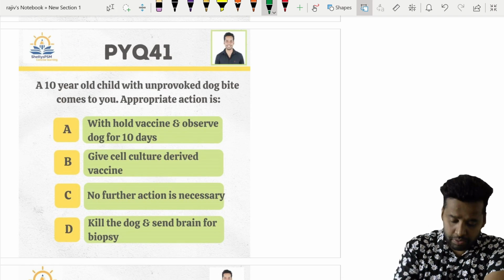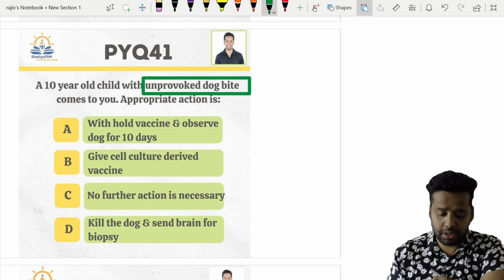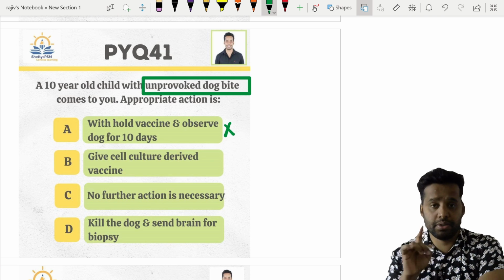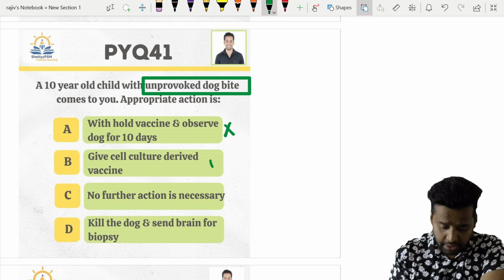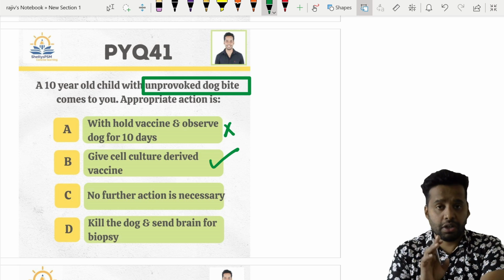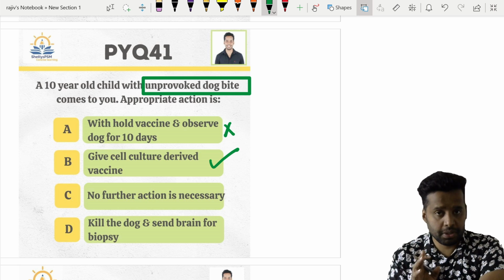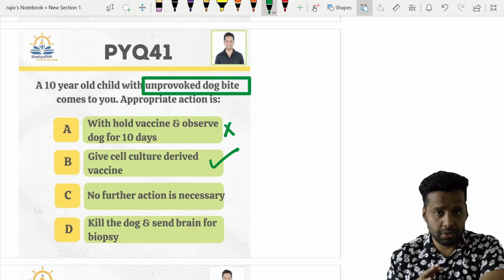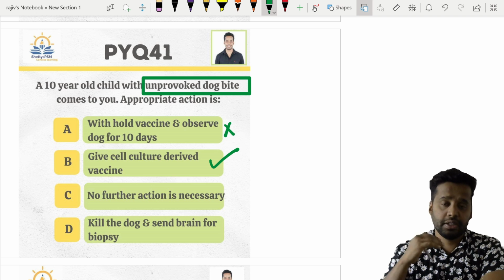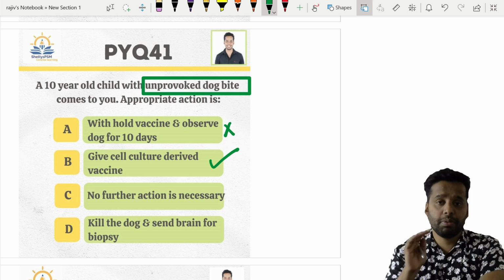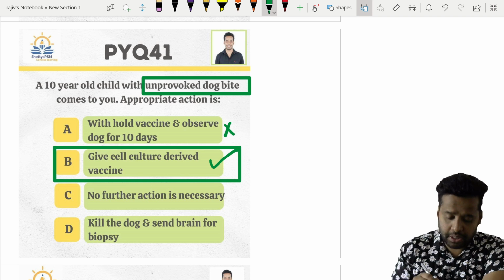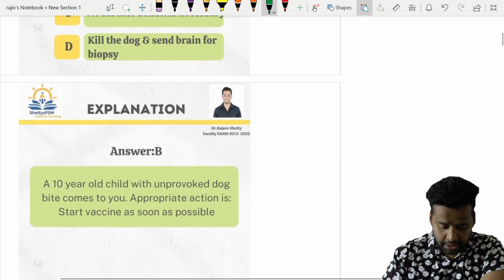A 10-year-old with unprovoked dog bite comes to you. What is the next action? Withhold the vaccine and observe for 10 days? No. We have to start the vaccine as soon as possible. If the dog is normal after 10 days, you can stop. But don't observe the dog and then start the vaccine. Observation is done, it is not mandatory. If the dog is normal after 10 days, you can stop the schedule, but the question is start vaccine as soon as possible. That is the answer.